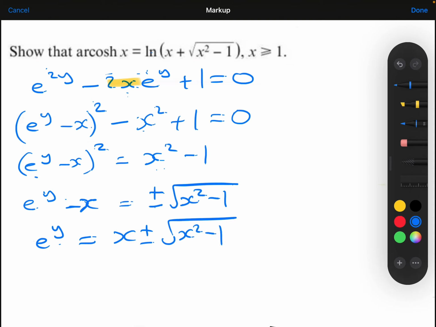Now, in the previous example, I could ignore the negative because I knew that e to the power y had to be positive. But in this case here, I can't use the same logic to do that. It could, at the moment, be either of them. Because the x squared minus 1, when I square root that, because it's a minus 1 now, that's going to give me something that's less than x.